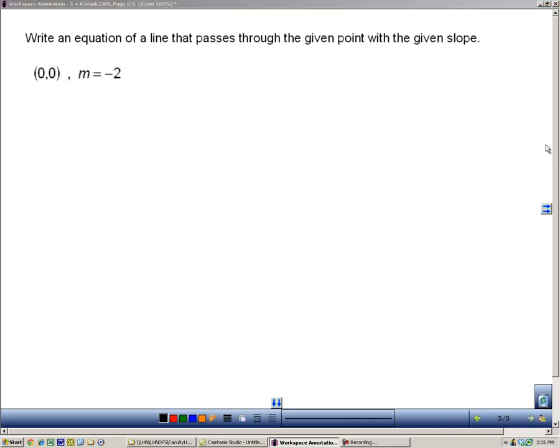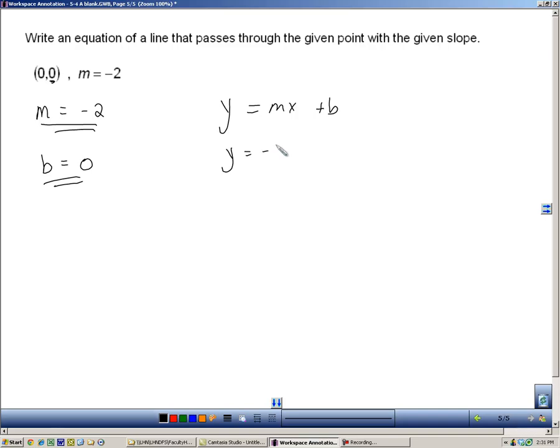Here's one that is so easy that it often is hard, because the point we're given is (0, 0). Well, we know that the slope is -2, but now we have to find the b. Well, you know when you see a point, if the first number is a 0, the second number is your b. So in this case, my b is 0. So y equals mx plus b is just going to be y equals -2x plus nothing. So it's just y equals -2x. It ends up being a direct variation because it goes through the origin, and you may have already known that.